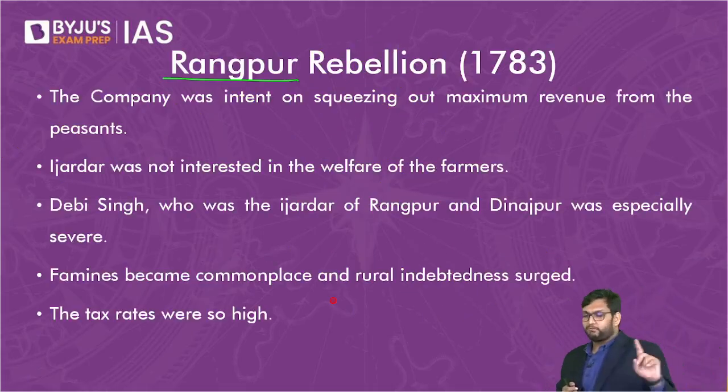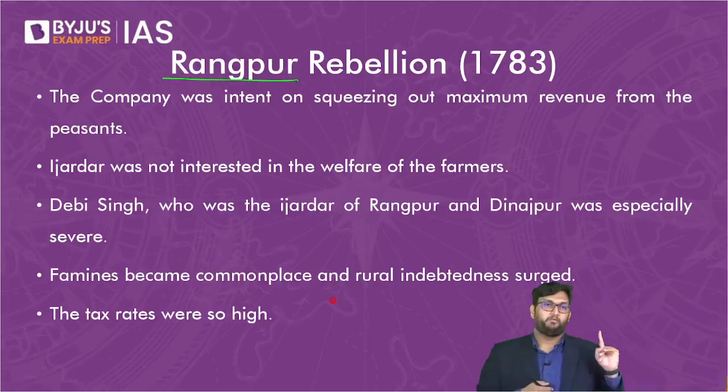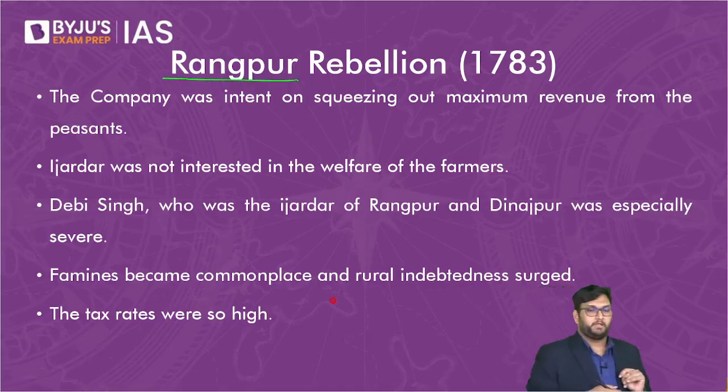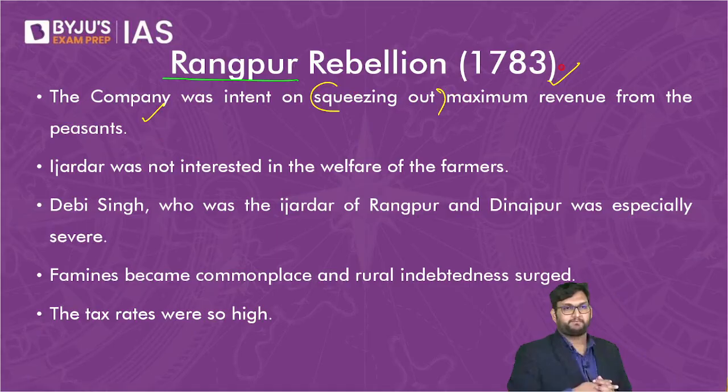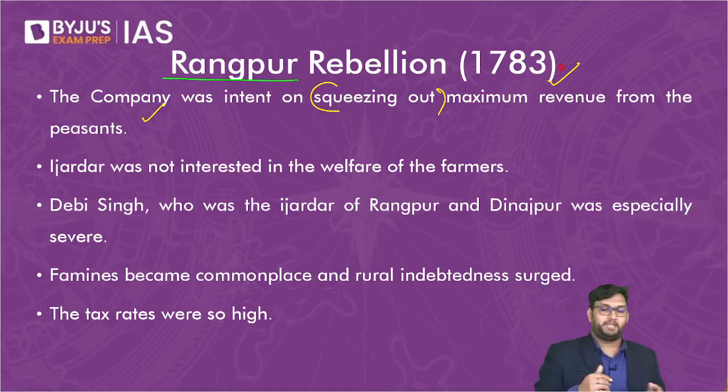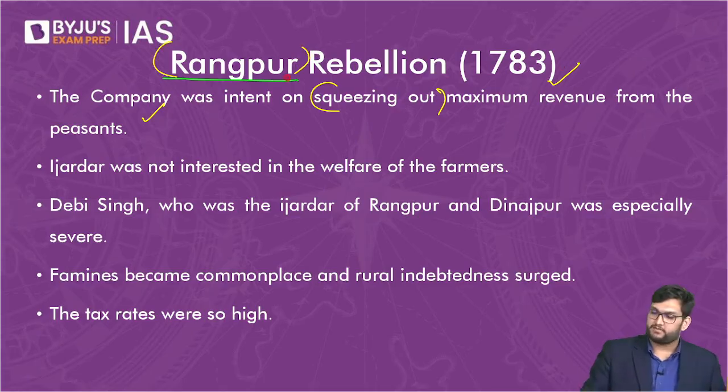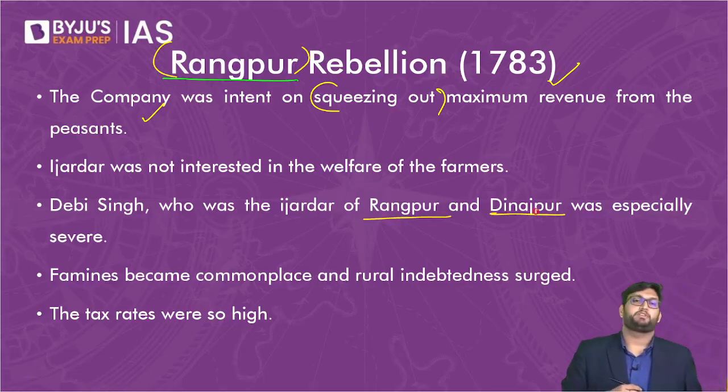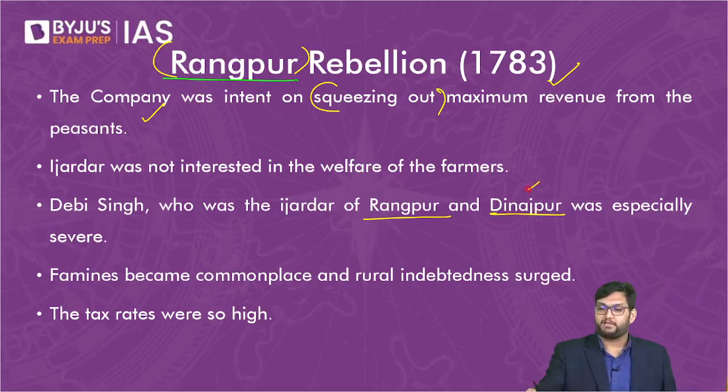Now the Rangpur rebellion is basically against one of these Ijaradars. So the company wanted to squeeze out maximum revenue from the peasants, and the Rangpur district itself, the Rangpur and the Dinajpur district, were under this farming out system.